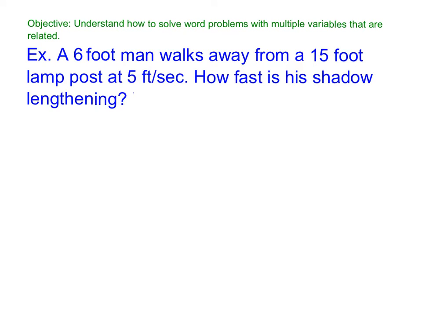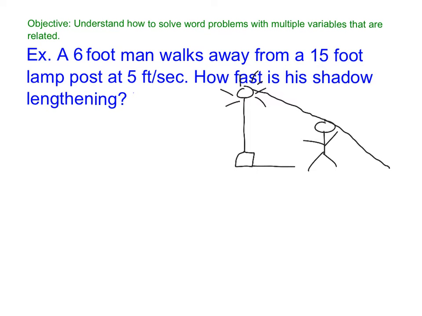All right. A 6-foot man walks away from a 15-foot lamppost at 5 feet per second. How fast is his shadow lengthening? So we have our 6-foot man. He's walking away from a lamppost. So here's the lamppost. It's giving off light, right? So the lamp is giving off light and it's hitting his head and creating a shadow.